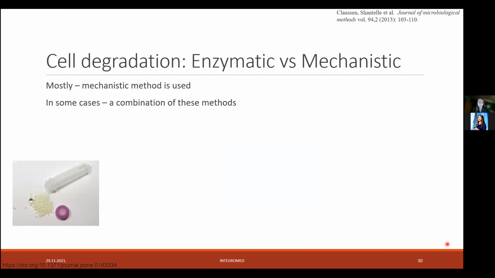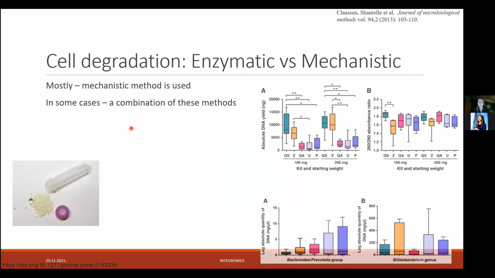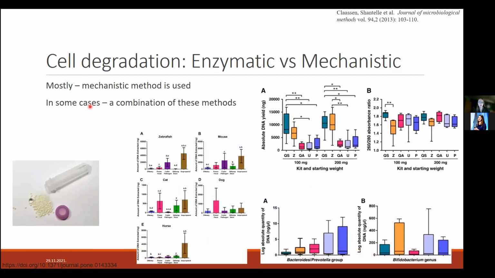And mostly the mechanistic method is used, and it would be a gold standard. And actually, I have written here in some cases, but I would say that nowadays more often a combination of these methods is used, with some beads, like you can see in this picture, and also some enzymatic reagents added to the sample that help to degrade the cell wall.